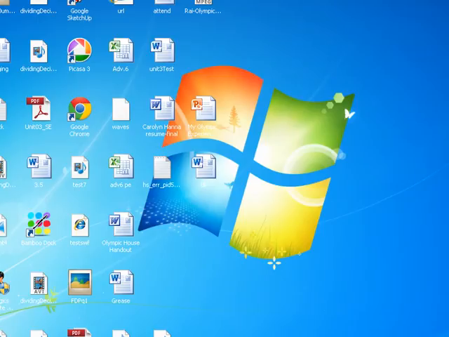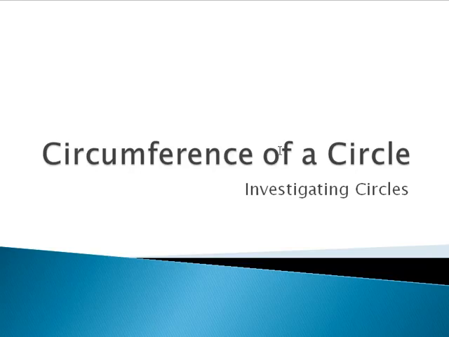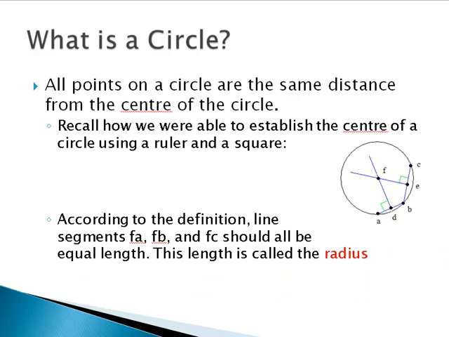Okay, in this tutorial we're going to be investigating the circumference of a circle, and I'm going to briefly explain some of the stuff we did before, just about what is a circle, and also the parts of the circle. So here's the next slide. What is a circle in the first place? Here's the definition: all points on a circle are the same distance from the center of the circle.